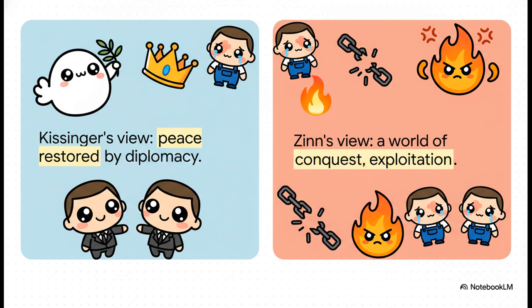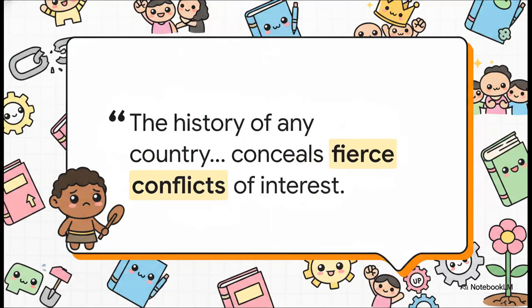But Zinn counters this on the right. Because for the factory workers in England, the farmers in France, or the colonized peoples in Asia and Africa, this wasn't a restored peace at all. It was a world defined by conquest and exploitation. The crucial takeaway here is that in a world of victims and executioners, looking at history from the viewpoint of the serfs, the slaves, or the workers changes absolutely everything.